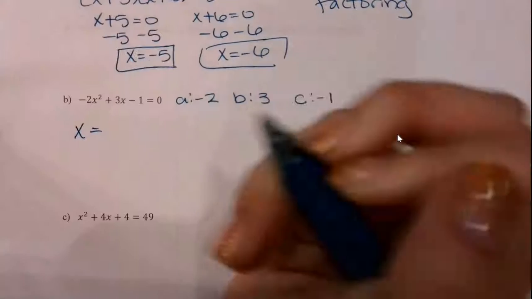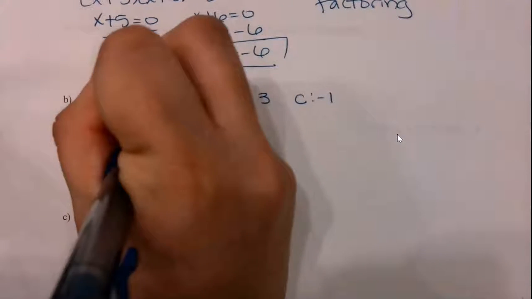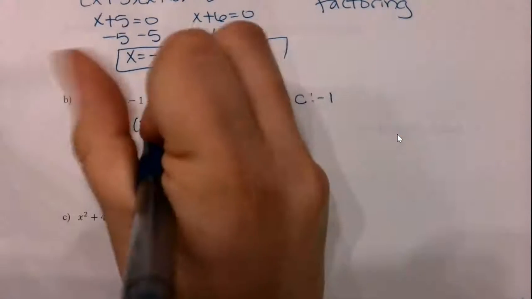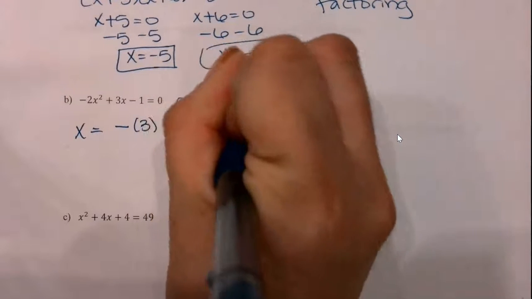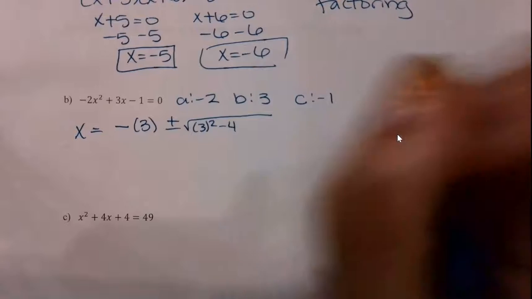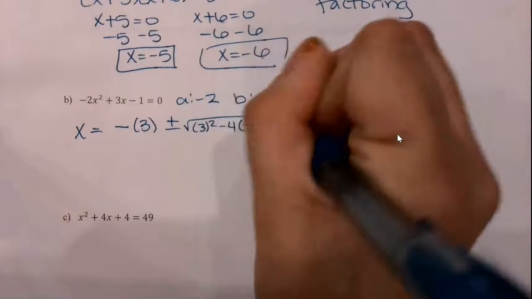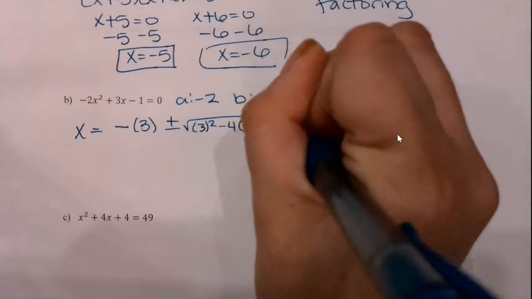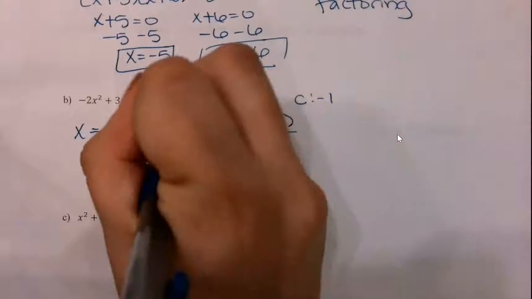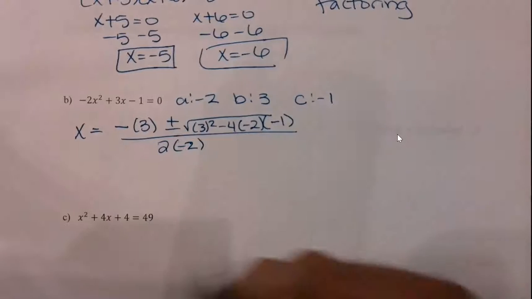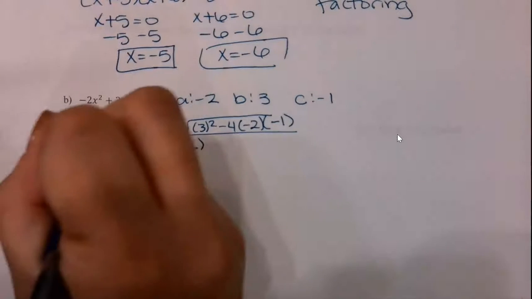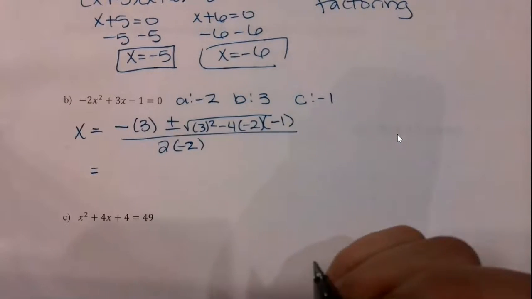I have x equals negative, and then I'm plugging in 3 for B, plus or minus the square root of 3 squared minus 4, because that's part of the formula. My A value is negative 2, and my C value is negative 1, over 2 times A, so 2 times negative 2. Then I want to simplify my equation.